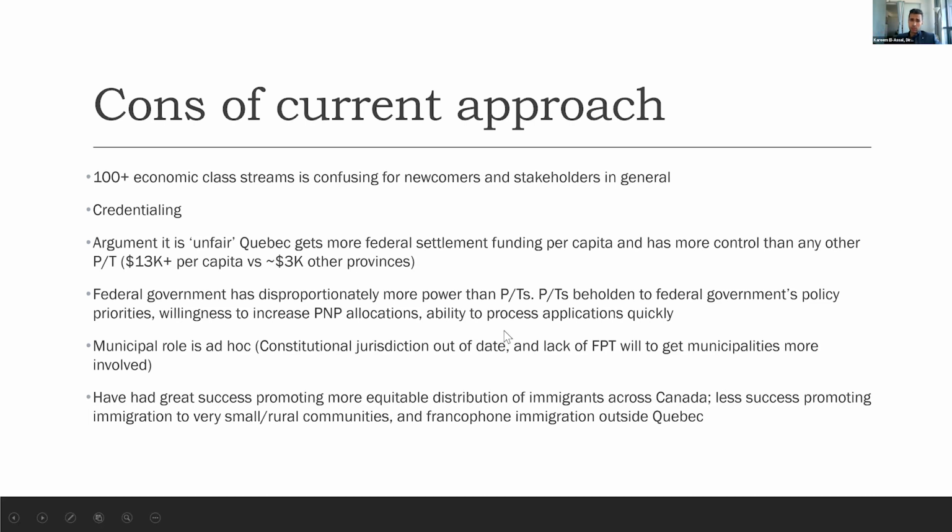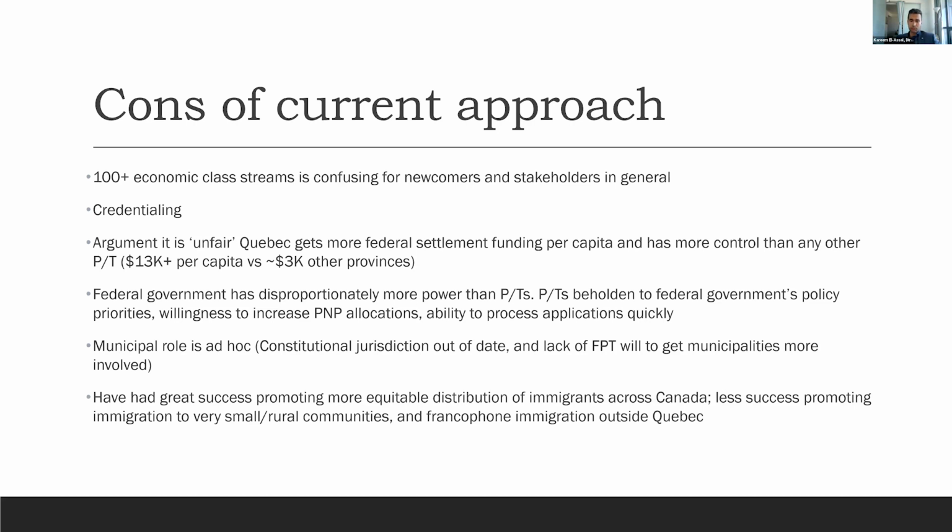There is an argument we hear occasionally that IRCC funding to Quebec on the settlement front is disproportionate to the rest of the country. I did a back of a napkin calculation a couple of years ago, and my numbers are that Quebec gets about $13,000 annually per immigrant versus about $3,000 annually per immigrant in every other province and territory across the country. I've touched on the ad hoc role of municipalities.